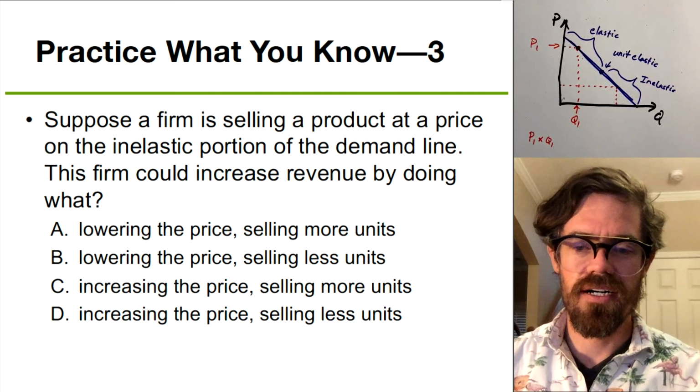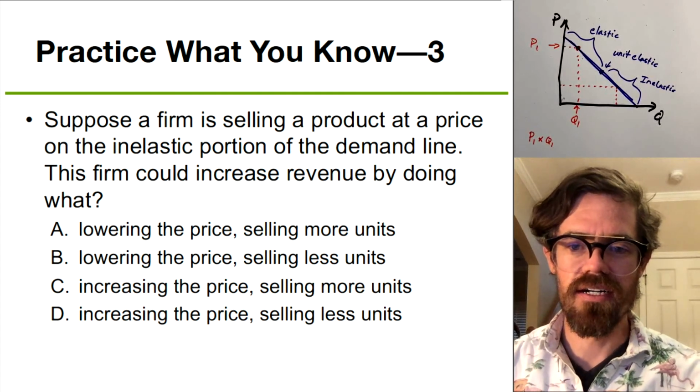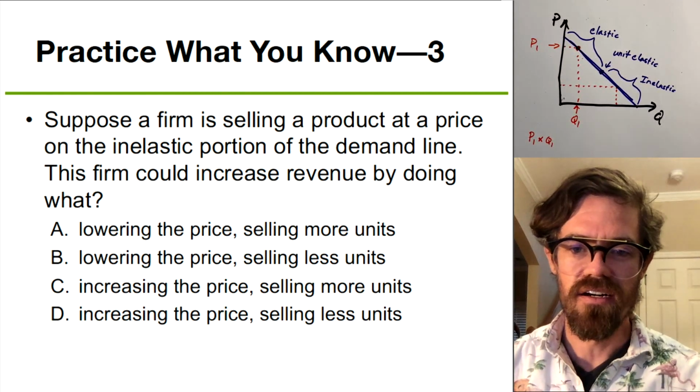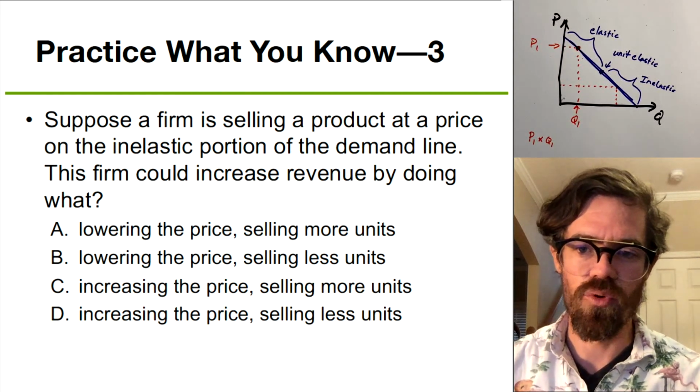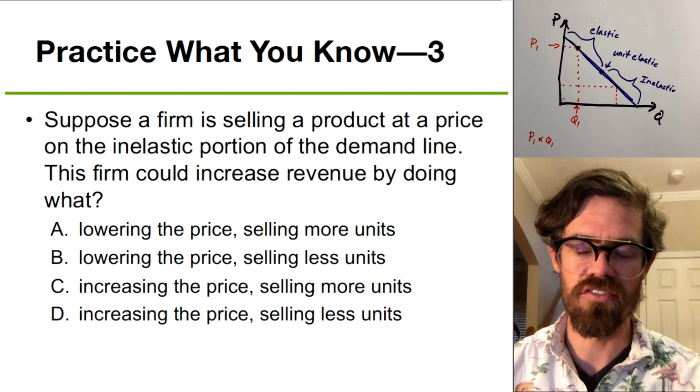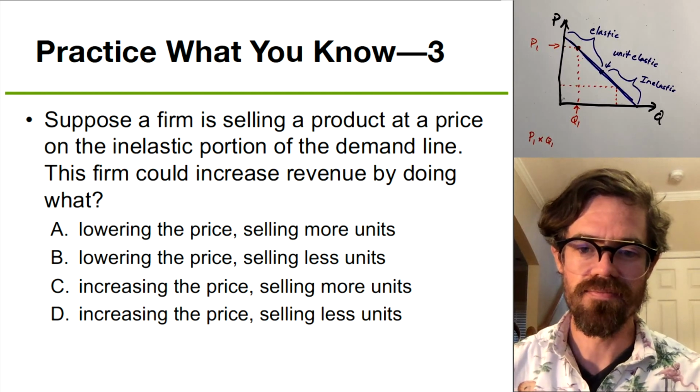All right, so let's get a little bit more practice. Suppose a firm is selling a product at a price which is on the inelastic portion of the demand line. What should the firm do to increase their revenue? Now, take a moment, pause the video if you need to think about it.